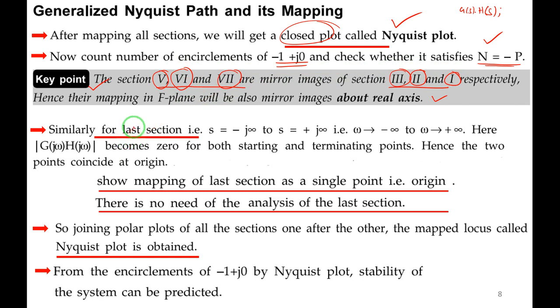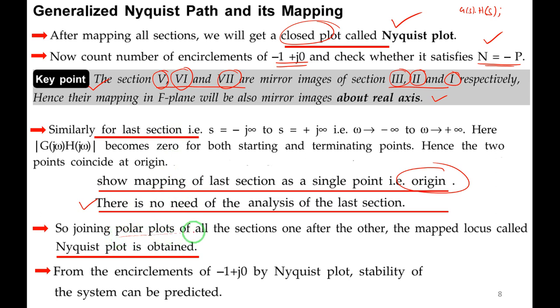The last section, 8th, there is no need to draw the polar plot because it represents the origin in the Nyquist plot. So there is no need to analyze the last section, 8th section. Please keep in mind all those things. Using this, we will draw the Nyquist plot and judge the stability of the system.